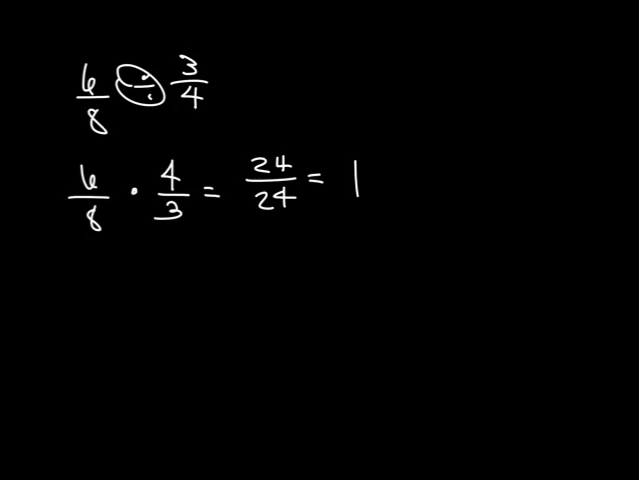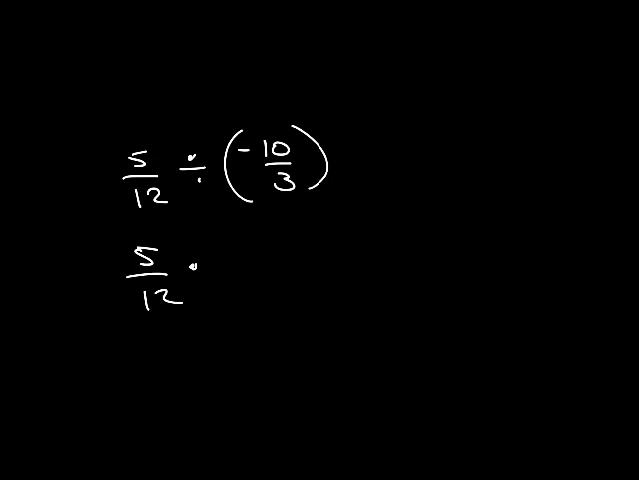If we have something like 84, 84 is 5 over 12 divided by negative 10 thirds. Exactly the same thing. We change our division sign to a times and switch this upside down and multiply. 5 times 3 is 15, which is a negative, over 120, and then you reduce that from there if you can.